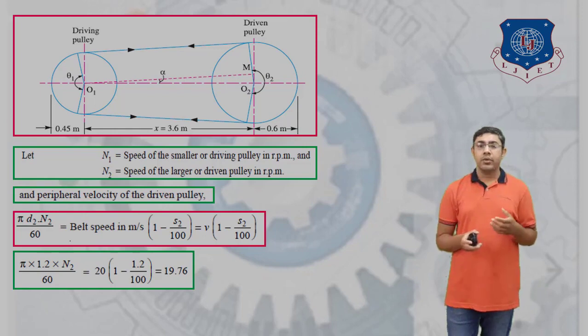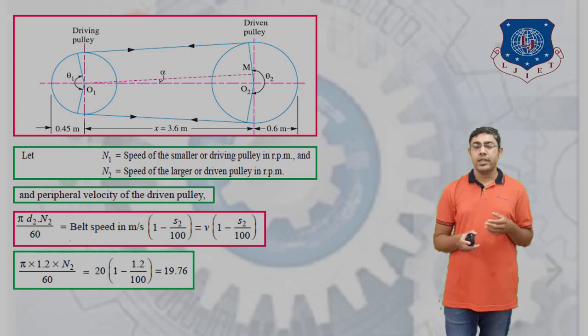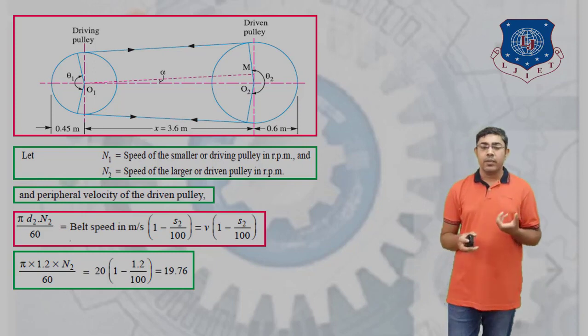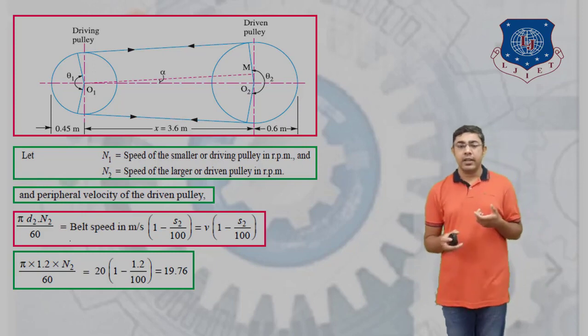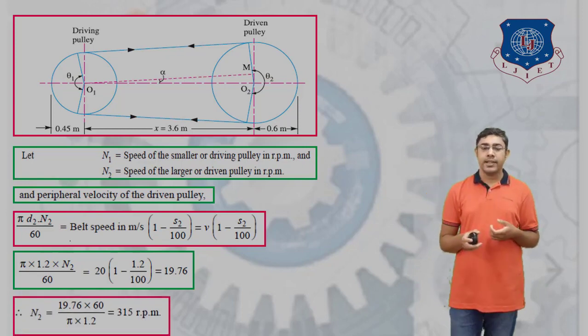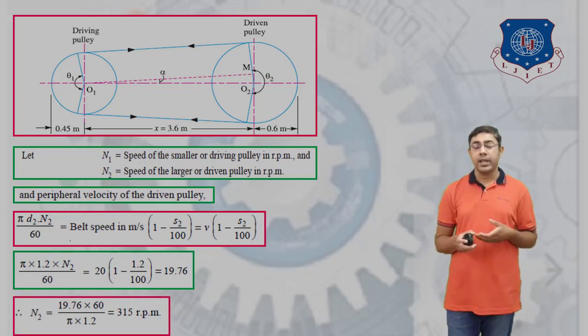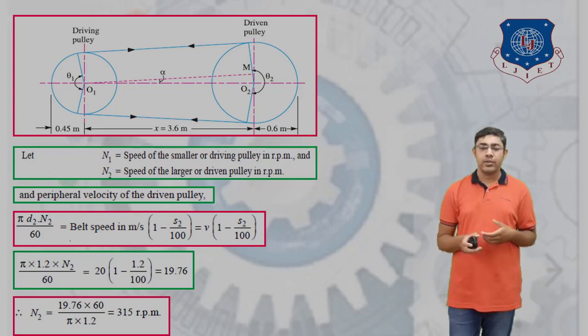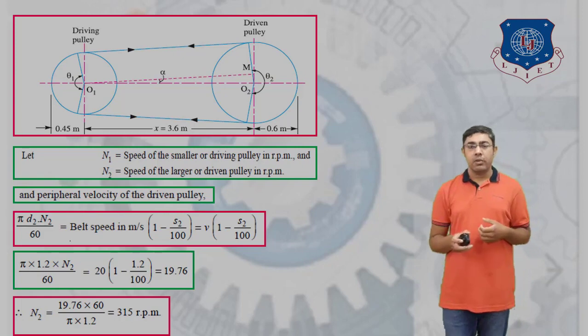So here d2 is 1.2 meters, b is given as 20, and s2 is 1.2. If we calculate this equation, we get a value equal to 19.76. From these equations, if we further simplify, we get N2 is equal to 19.76 into 60 divided by pi into 1.2, and that is equal to 315 revolutions per minute. So N2 is 315 revolutions per minute.